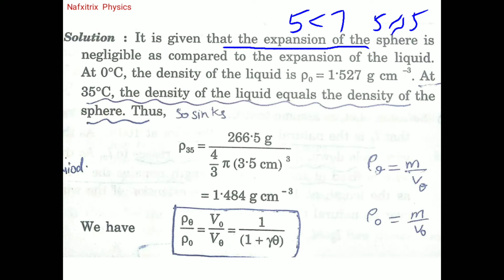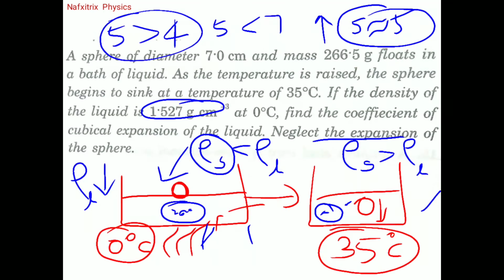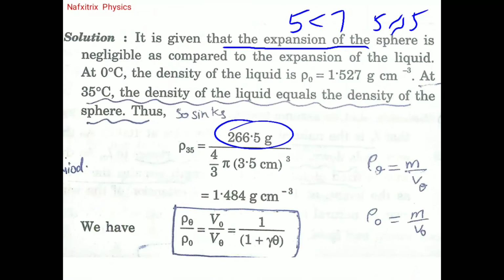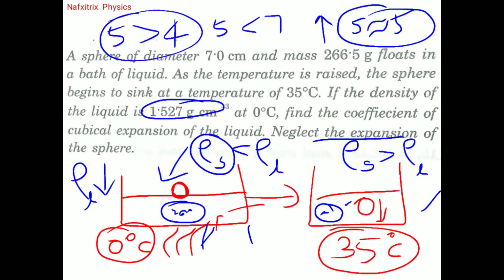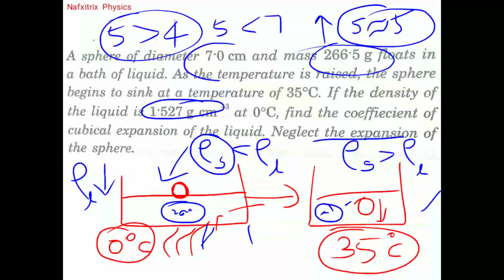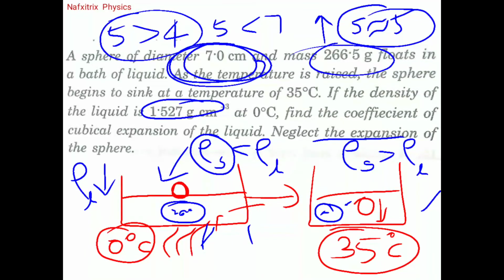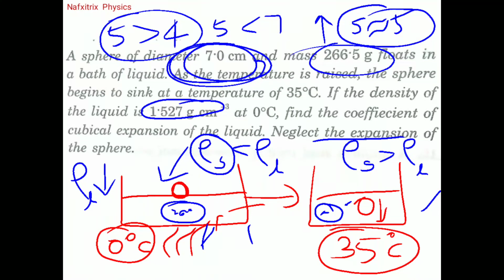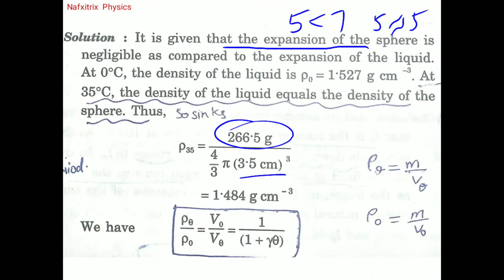So here you can see mass by volume. This is the mass of the sphere, which was given as 266.5, and 4 by 3 pi r cube is the volume of the sphere. Here they have given us diameter 7 centimeter, so d by 2 is the radius, that is 7 by 2, 3.5, whole cube. On doing this calculation, we finally get 1.484 grams per centimeter cube.